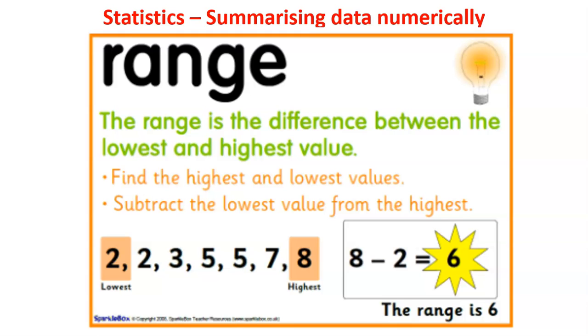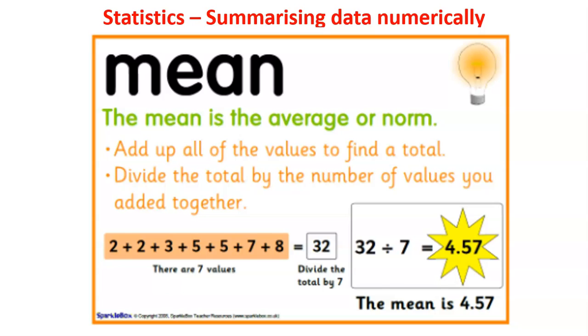Moving on. So this is the mean. The mean is the average. Sometimes we talk about the average. That's what we're talking about when we're talking about the mean. The way that we go about calculating the mean for our data is that we add up all the values to find a total, and then we divide the total by the number of values that you have added together.